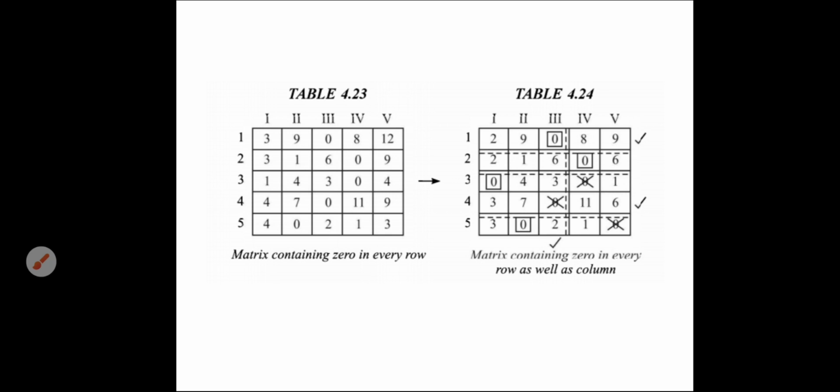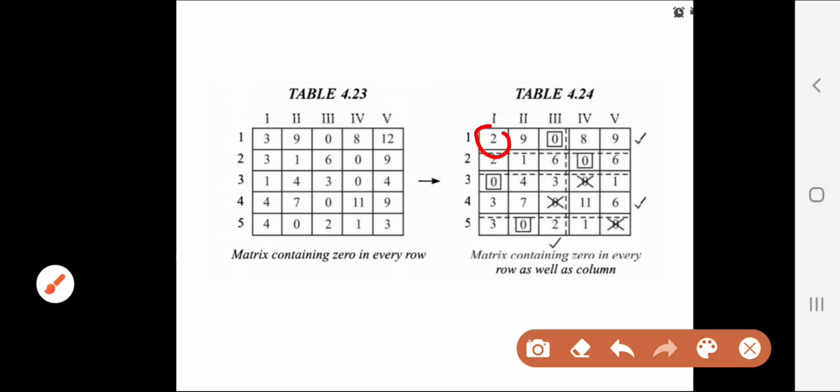Now you choose the smallest element among these 8: 2, 9, 8, 9, 3, 7, 11, 6. The smallest element is 2. You choose this 2 and subtract it from all the other elements. So 2 minus 2, 9 minus 2, 8 minus 2, 9 minus 2, 3 minus 2, 7 minus 2, 11 minus 2 and 6 minus 2. You subtract and write down the values in a similar table.